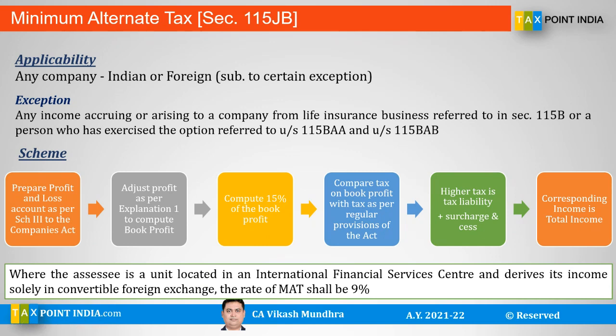Now, minimum alternate tax: the provision is applicable to all types of company, whether it is an Indian company or a foreign company. In the case of a few foreign companies, the provision is not applicable; we will discuss that later on. In general, each and every company is covered. Specifically, the provision is applicable in the case of a company. That means in the case of an individual, a partnership firm, or an LLP, the provision relating to minimum alternate tax is not applicable.